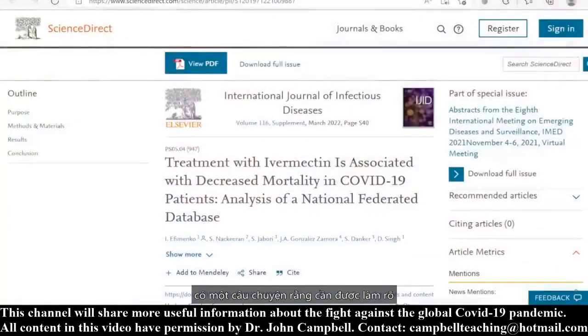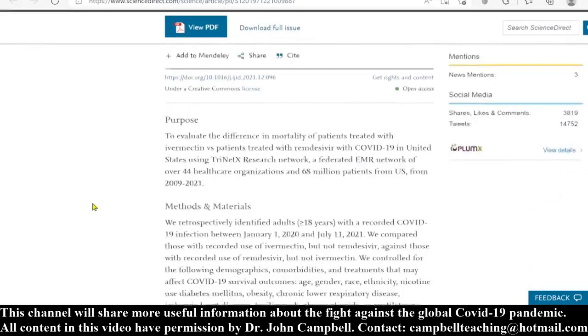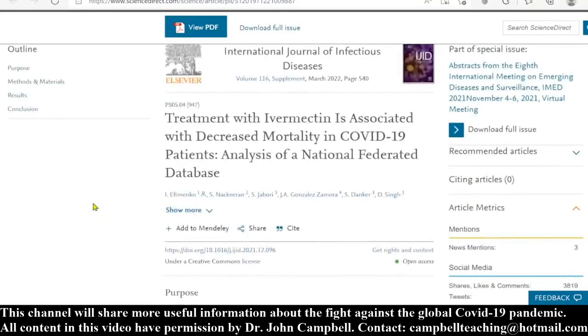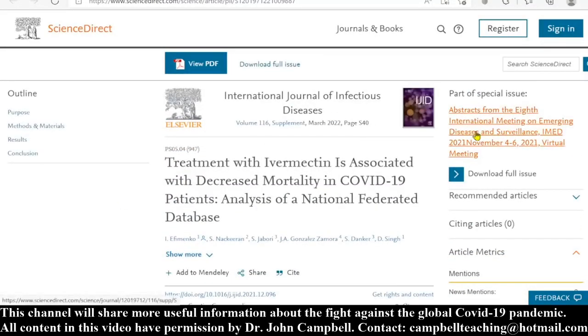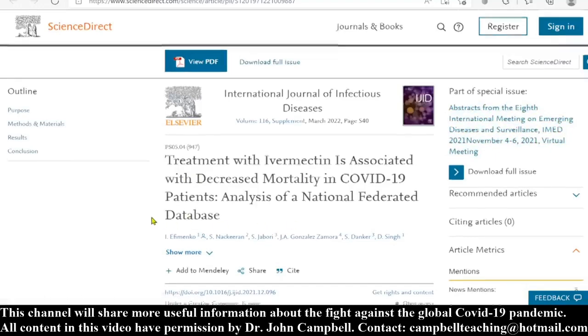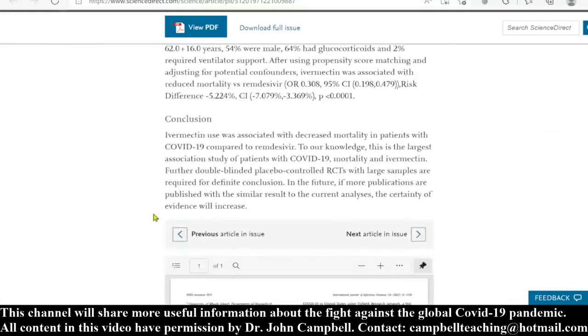Now, but just before we get on to some interesting things about the vaccine side effects that we wanted to clarify, there's a story that needs clarified here. Now, we looked at this a couple of days ago. Treatment with ivermectin is associated with decreased mortality in COVID-19 patients. And it's an analysis of a national federated database. It's an abstract from a conference paper presentation. And we did look at this conclusion here. Ivermectin use was associated with decreased mortality in patients with COVID-19 compared to remdesivir. All so far, so good.